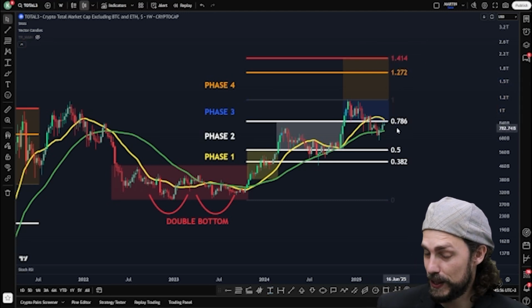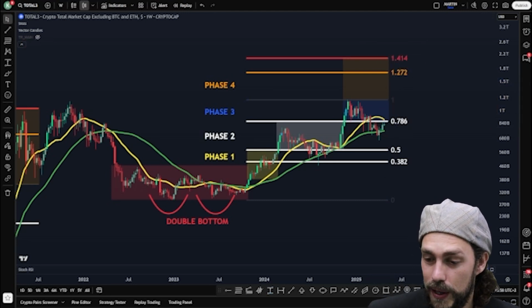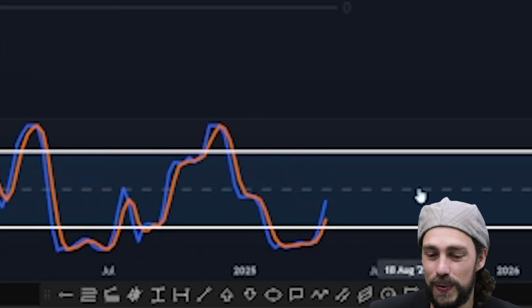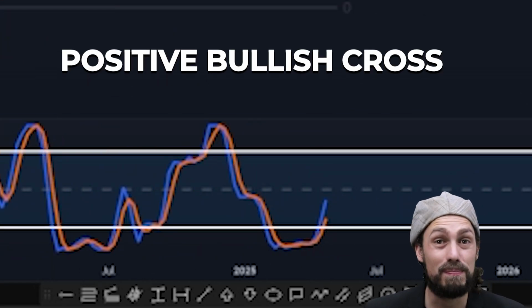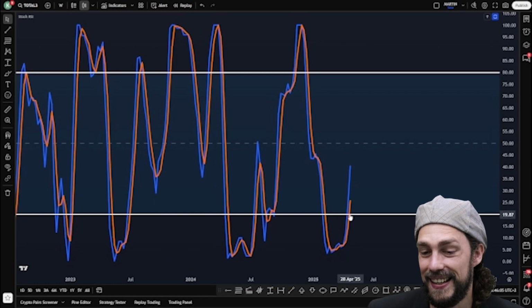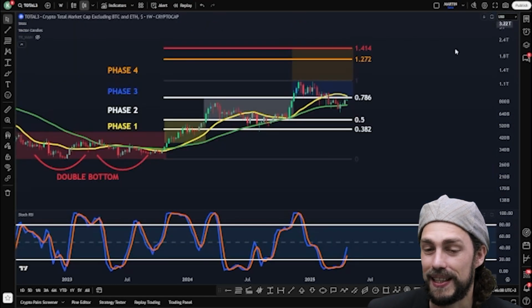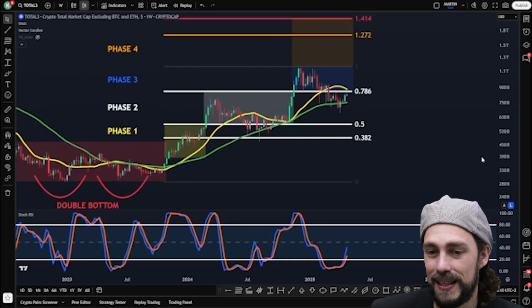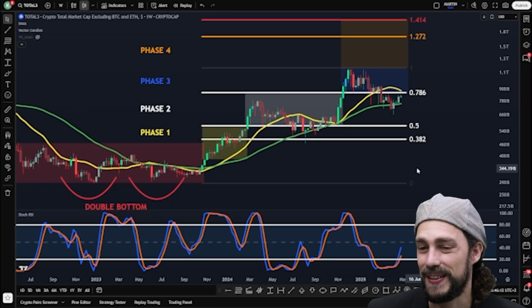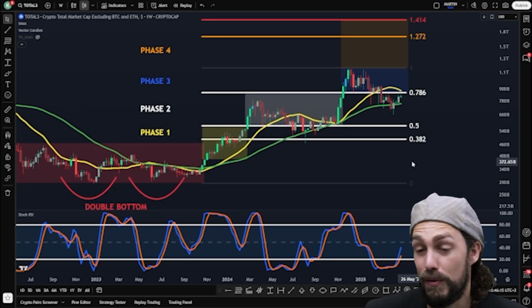So I'm watching this pattern closely. It is looking positive. If we look at our momentum coming in, we can see that on the weekly we have just had a positive bullish cross on the stochastics RSI, confirming above the 20. So we can expect a lot of momentum and push to the upside in the following weeks and months to come, which will be fantastic for all our altcoin bags and altcoin positions.